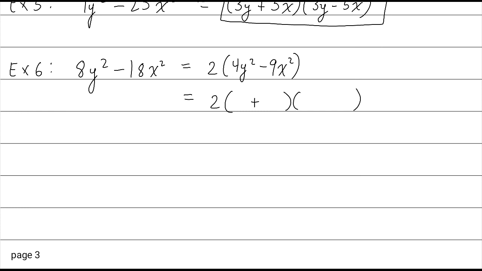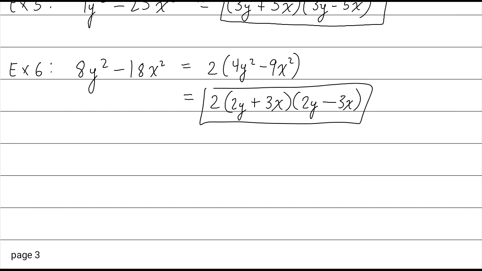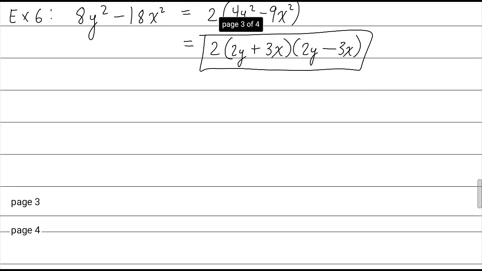The question is, what goes in the blank? Well, 4y squared is 2y squared. 9x squared is 3x squared. Well, look at that. We factored it. These should be quick. So when you're working out a complicated problem, but you come across a difference of squares in the middle of it, you should still be able to factor it without losing too much time.